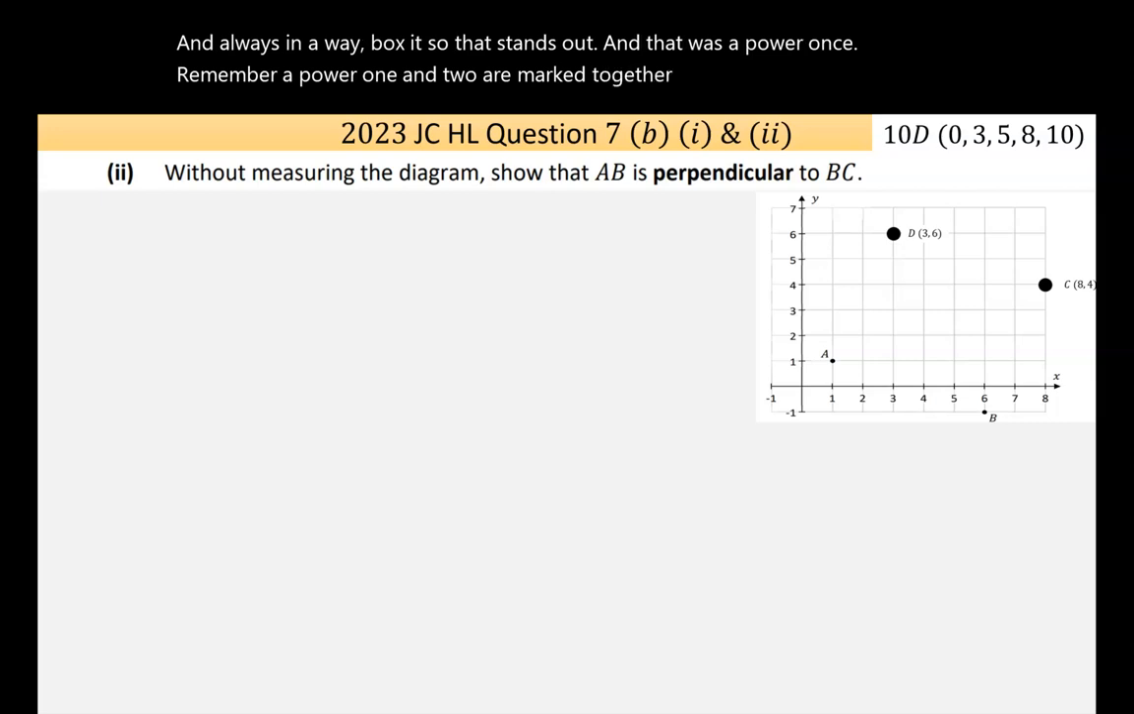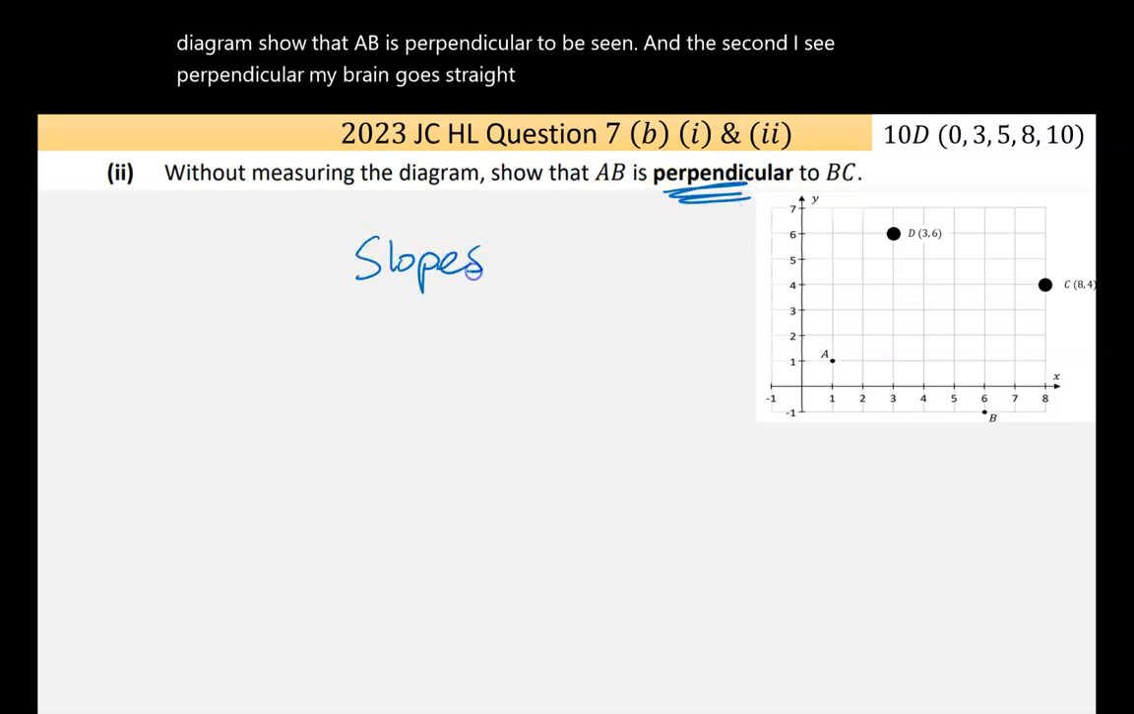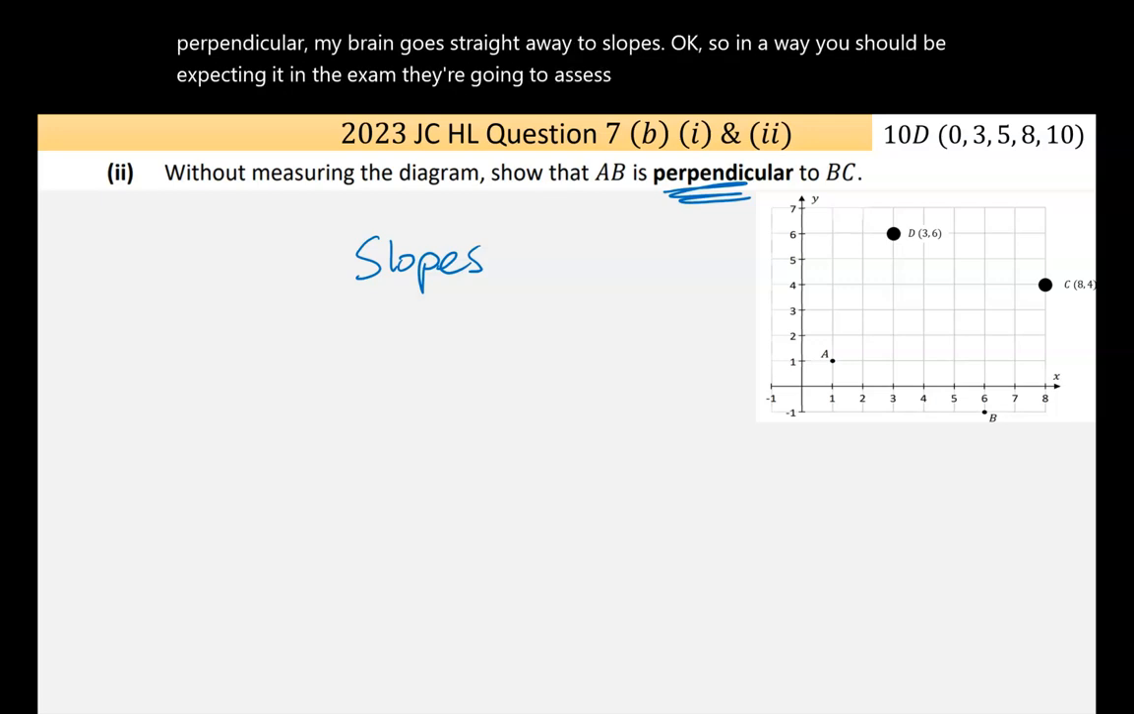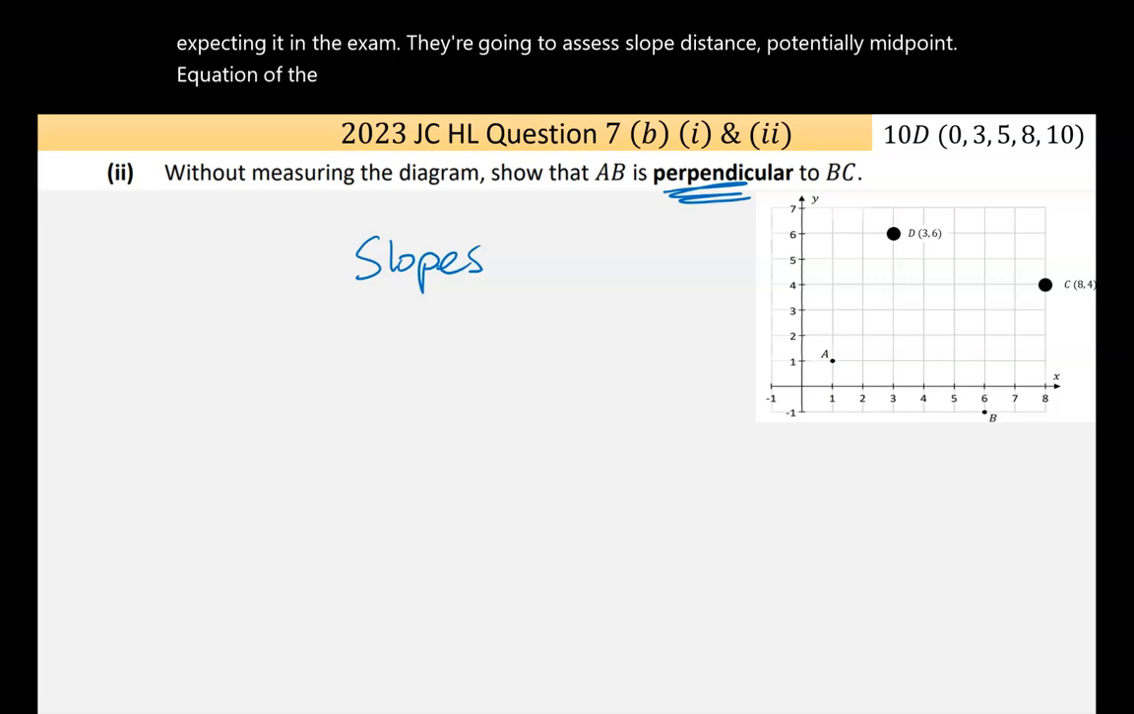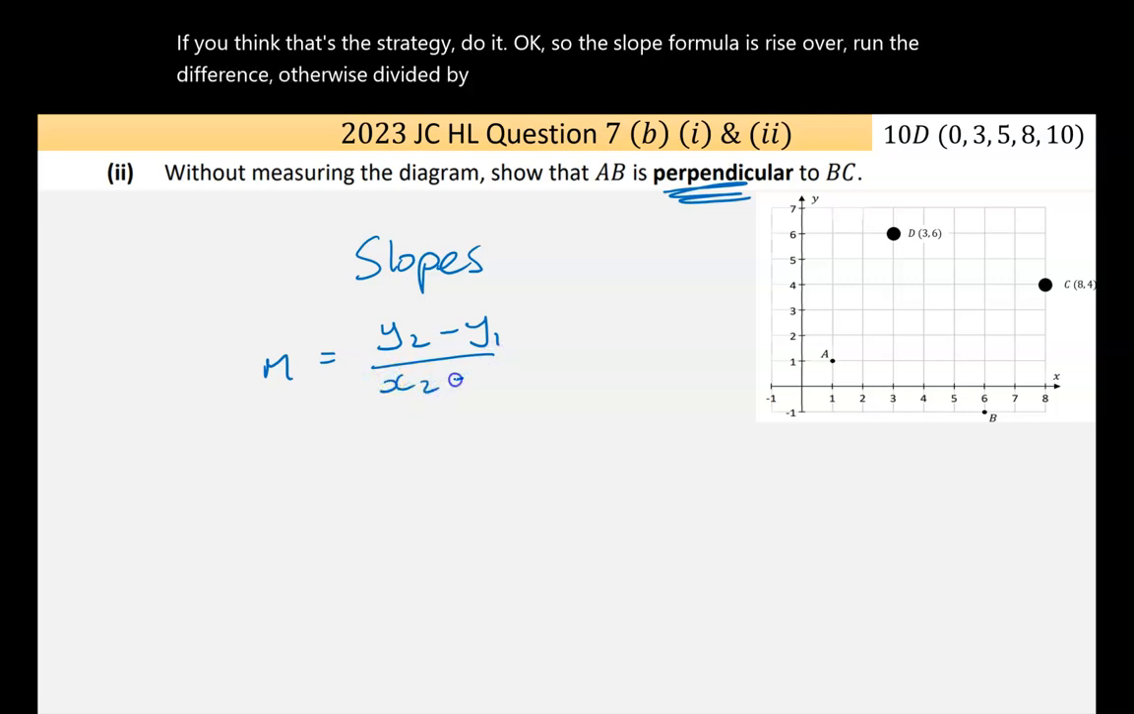So without measuring the diagram, show that AB is perpendicular to BC. Now the second I see perpendicular, my brain goes straight away to slopes. Okay. So in a way, you should be expecting it. In the exam, they're going to assess slope, distance, potentially midpoint, equation of the line. It's just bog standard. Now where they do it, which question and how they approach it is irrelevant, really. If you think that's the strategy, do it. Okay, so the slope formula is rise over run, the difference in the y's divided by the difference in the x's.